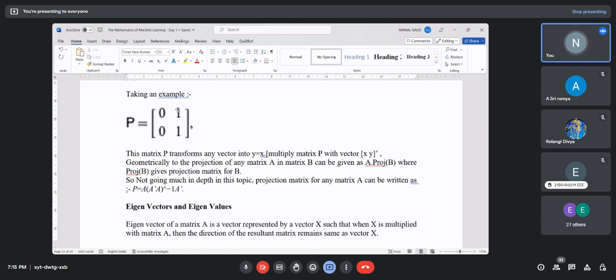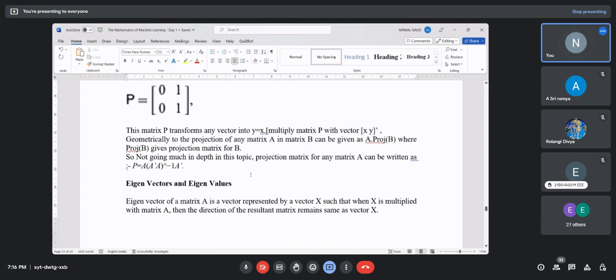This is called transformation. I will multiply this matrix with any other matrix. Obviously, the initial matrix will be transformed accordingly. So that's what is mentioned here. Don't go into depth, just a simple understanding.